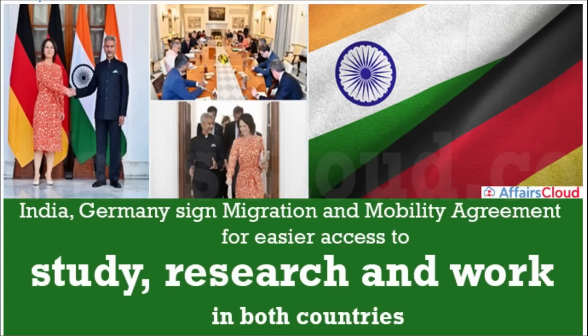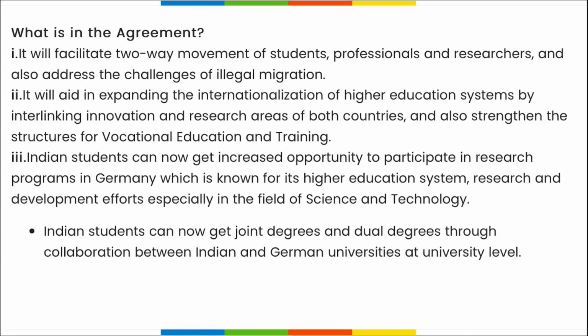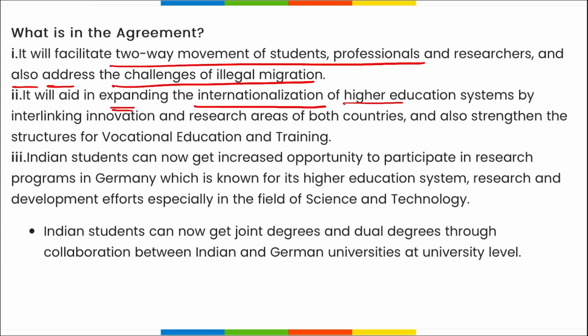And for the same, if you remember, USA was considered as the top best destination for the Indian students. For the research work, for the study work, for doing jobs in different countries, India and Germany have signed a migration and mobility agreement for the easier access. If we talk about it, this agreement will facilitate two-way movement of students, professionals and researchers, and also address the challenges of illegal migration. This will aid in expanding the internationalization of higher education systems by interlinking innovation and research areas of both countries, and also it will strengthen the structure of vocational education and training.